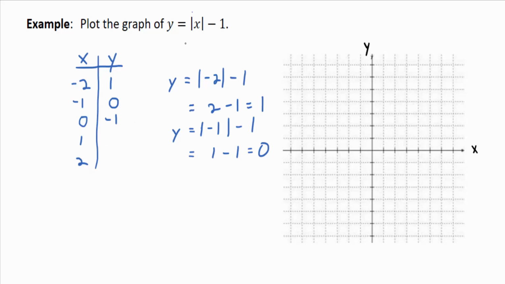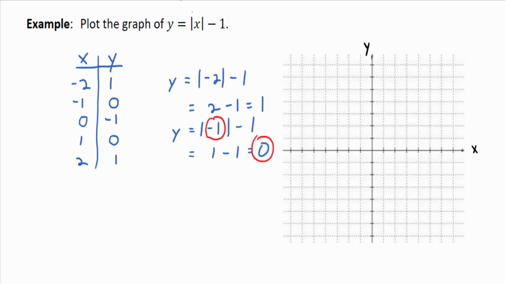If you plug in 1, the absolute value of 1 is 1 minus 1, and that's going to be 0 again. In other words, you're going to get the same thing you got when you plugged in -1. You're going to get 0 popping out. Likewise with 2, since the absolute value of -2 is the same as the absolute value of 2, you're just going to get 2 minus 1 when you plug in 2, and that's going to turn out to be 1 once again.